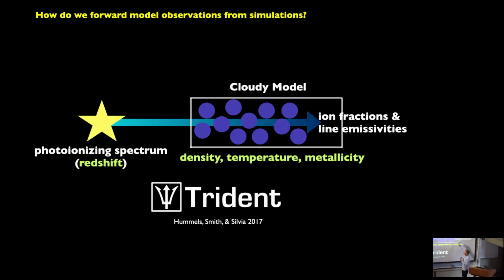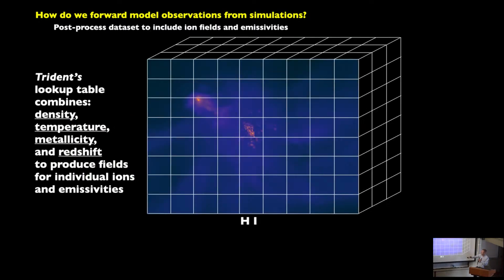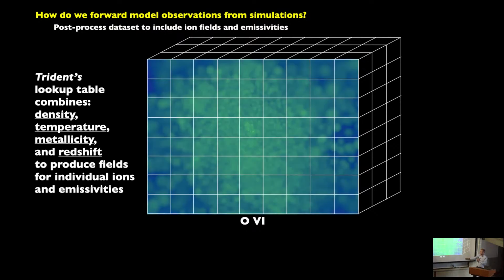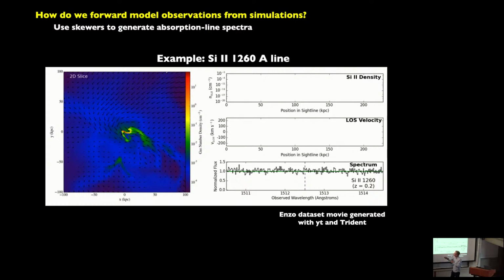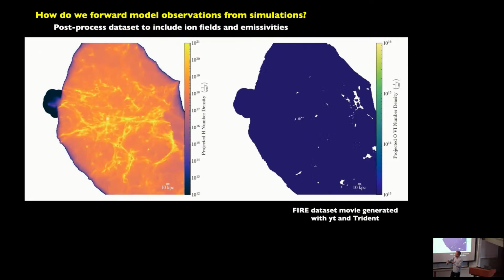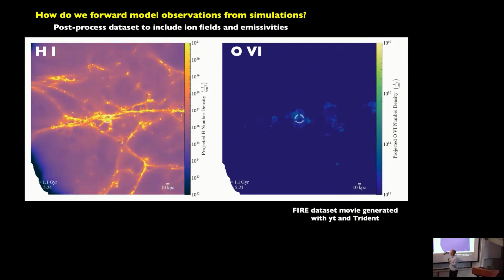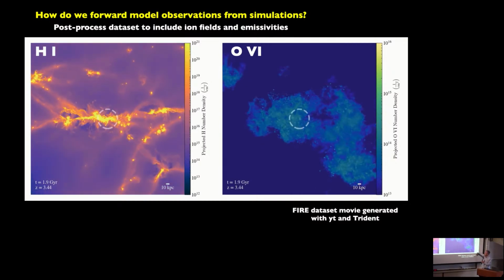It consists of a lookup table made from hundreds of thousands of Cloudy runs that give you an idea of what the ionization structure is based on density, temperature, and metallicity, and some assumed photoionizing spectrum that's redshift dependent. And then we can paint on the baryons and paint on the ion fields like neutral hydrogen or oxygen-6 and rerun that exact same movie, looking at neutral hydrogen or oxygen-6 in column density.